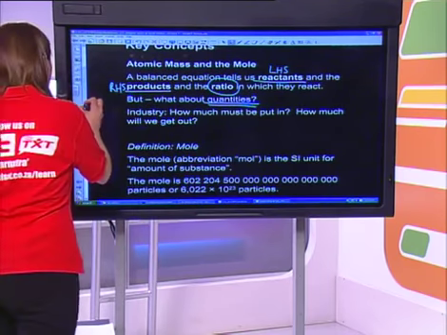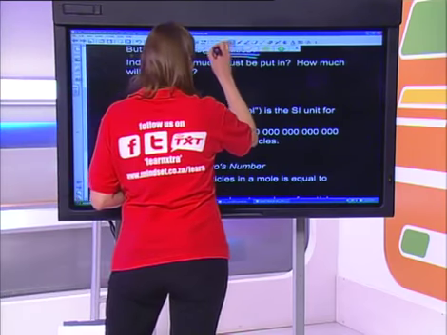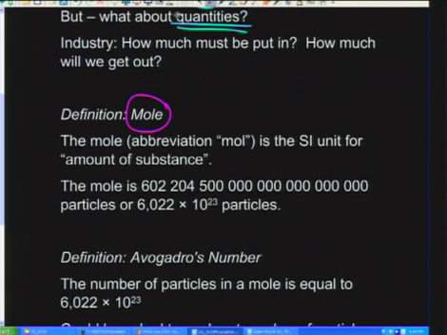So let's define what we speak about when we speak about a mole. This is a new word, the mole, and we abbreviate it. It's not much of an abbreviation. We just kick off the E at the end. But a mole is an SI, the international system, SI unit for the amount of substance. And we would speak about a mole as like any counting number.